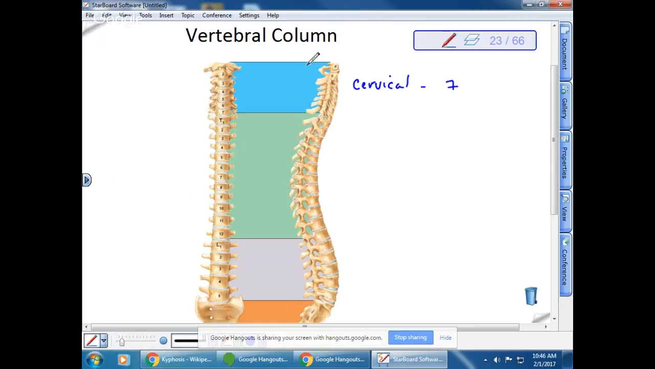If we look at it from the back, we would say that its normal curvature is that it is concave. So if I'm looking at it from this direction, you might want to draw it like this. And that is concave. The way that I remember the difference between concave and convex is that concave makes an indentation. Convex goes the other way. So these are the normal curvatures of the spine.